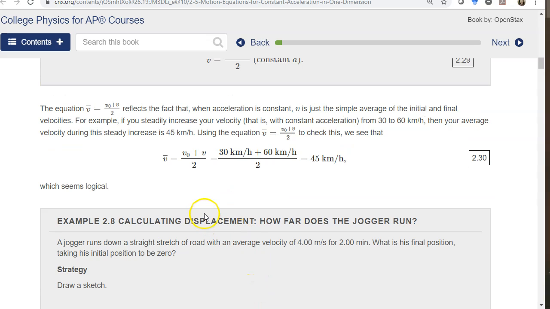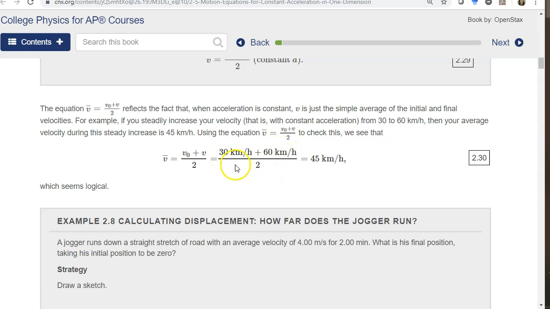Okay, so now looking at the equation for acceleration, I want you to do the same thing here. If you just kind of breeze through the reading and you just look at this equation, but you're not saying it to yourself, then that is a problem.